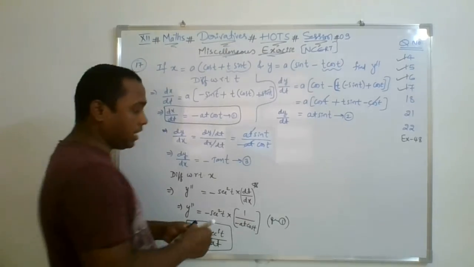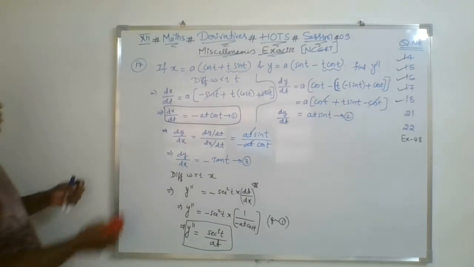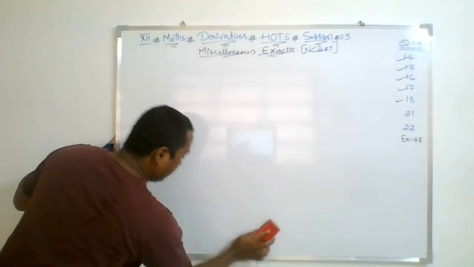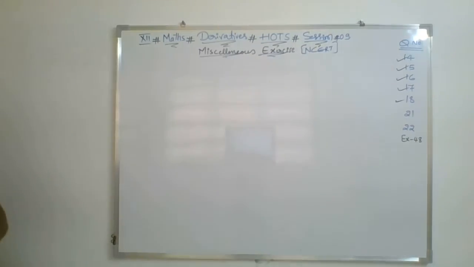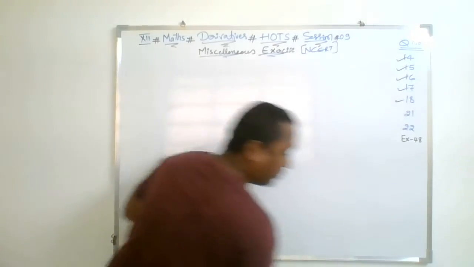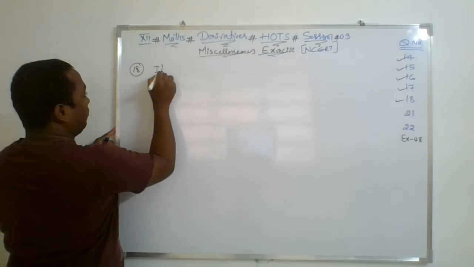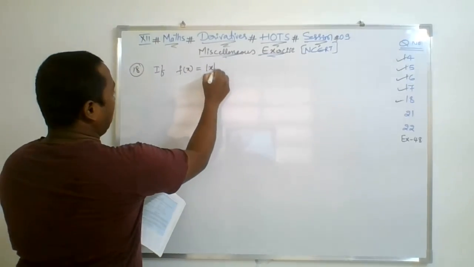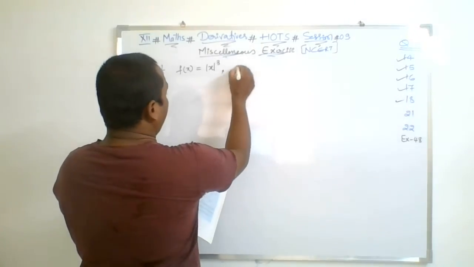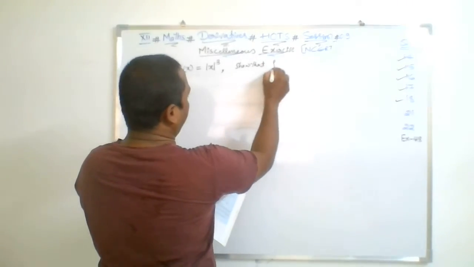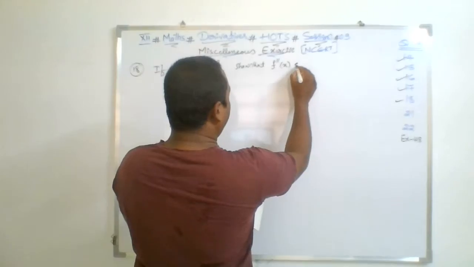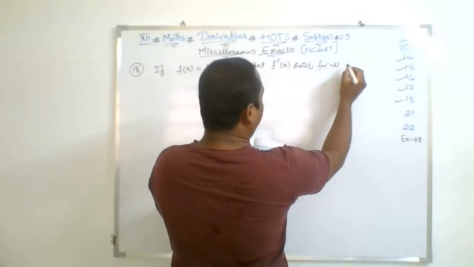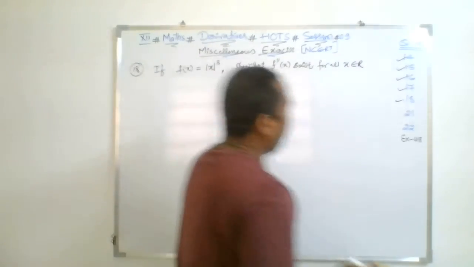Now let's have a discussion on question number 18. Question number 18 is simply: if the given function f of x is mod x cube, f of x is equal to mod x cube, then show that f double dash x exists for all real x, for all x belonging to real numbers, and find it.